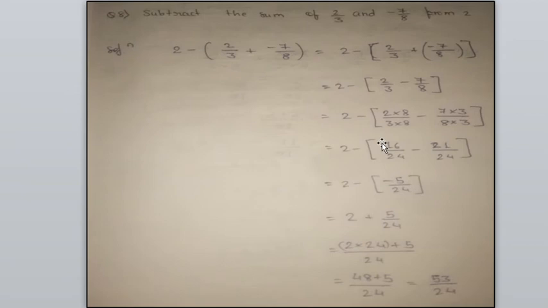So how did we get minus 5 here? 16 minus 21 will be 5. And here the sign of 21 is minus. So the greater number is 21. We will write the sign before 5 as minus. So that is 2 minus minus 5 by 24. So now here minus minus will be plus. So that is 2 plus 5 by 24. Now multiply this 24 with 2 and add 5. So that is 2 into 24 plus 5 divided by 24. 2 into 24 is 48 plus 5 divided by 24, and 48 plus 5 is 53 divided by 24.